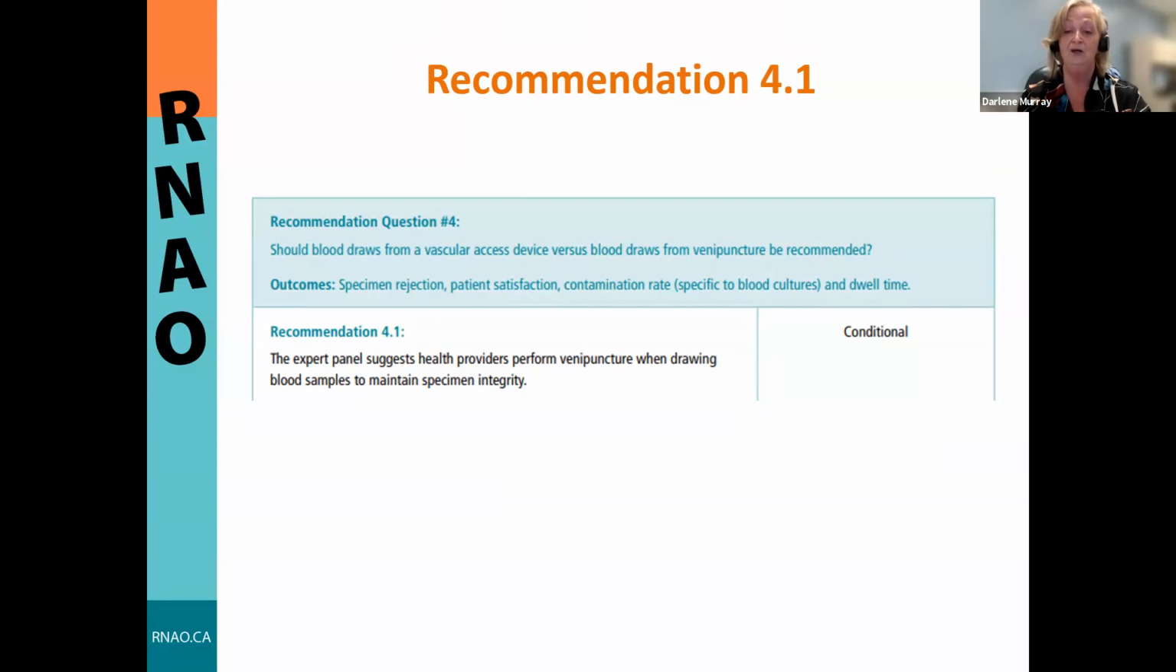Other key practice notes to be included would be that venipunctures are to follow current best practice, such as including aseptic technique and appropriate vein selection. We also recognize that health providers need adequate training and education on blood draws and vascular access to support this recommendation. Next slide, please.